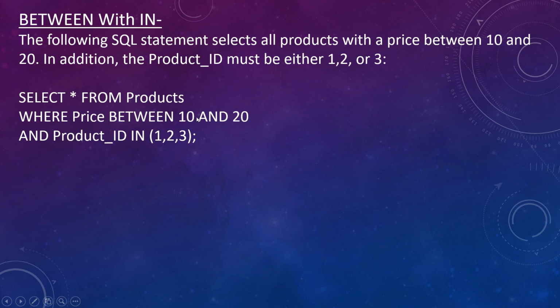For example, we have a data set of sales, and we are interested in finding the products sold between certain dates. So we can write WHERE date BETWEEN date 1 AND date 2. Then we will get all the products, or all the columns, whichever are there in that particular table. So this is basically about the BETWEEN operator.